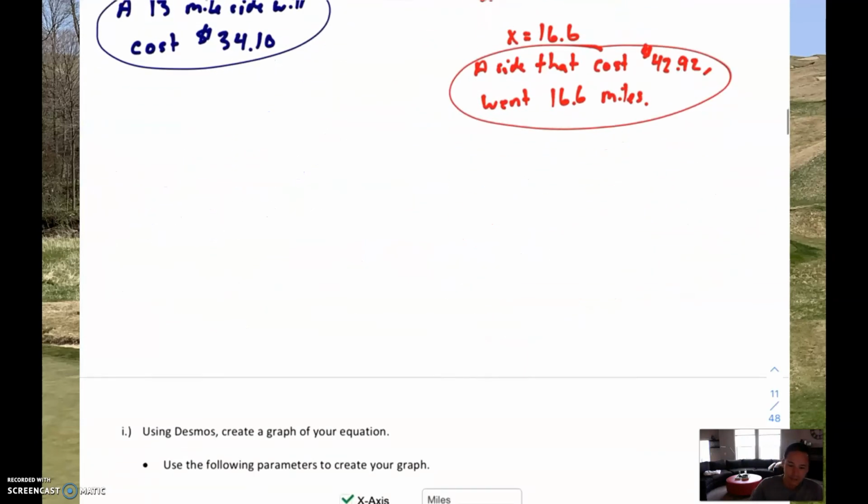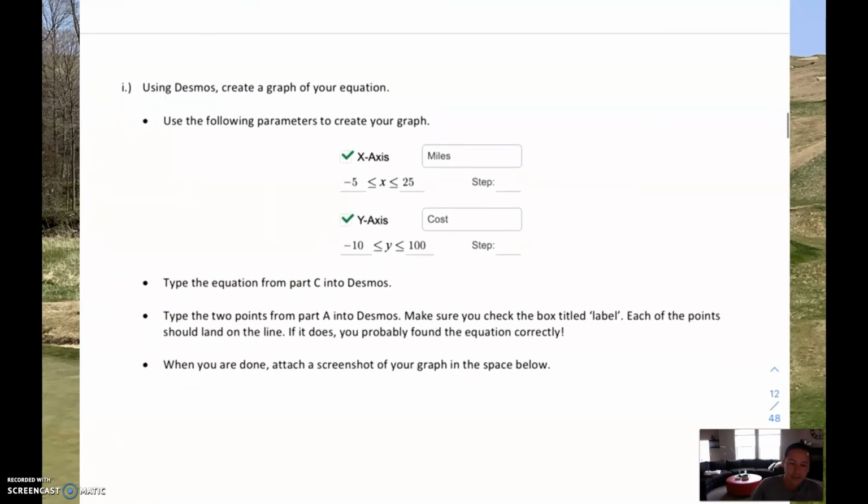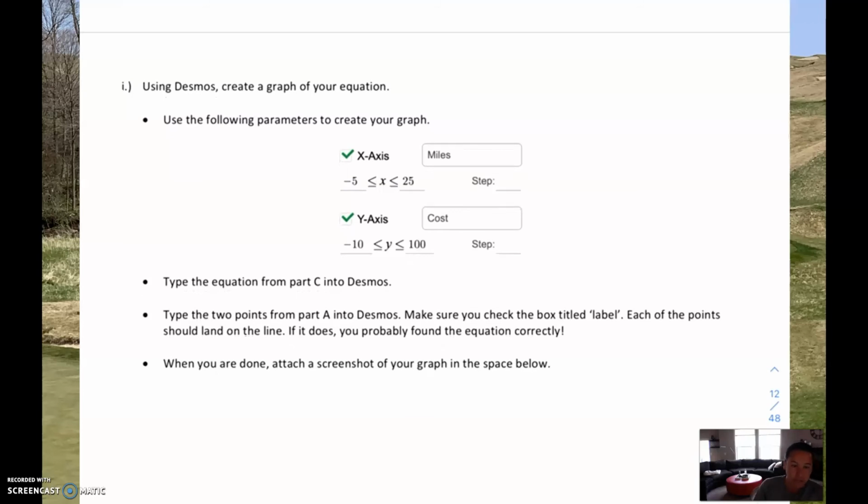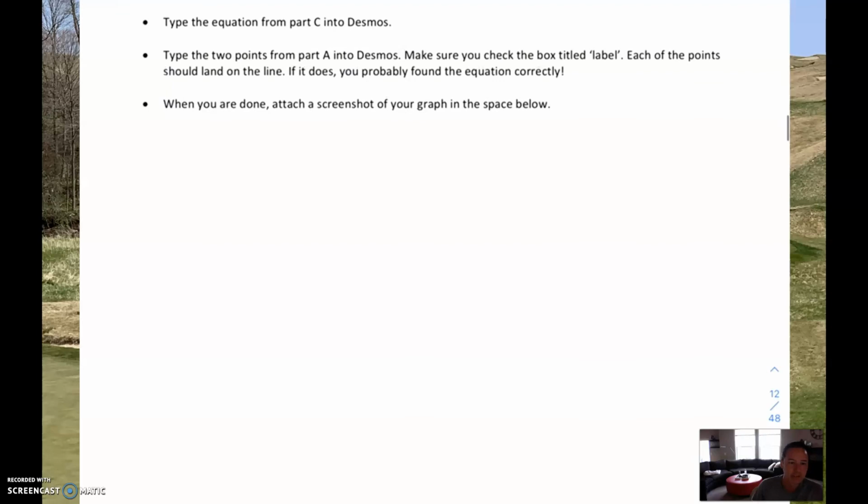Once again, you've still got the graph to do. So plot your couple points from part A, graph the equation from part C, and hopefully that line goes right through those two dots. When you're done, post a screenshot, and then you're all set with this one. Then you've got one to try on your own. Good luck, everyone.